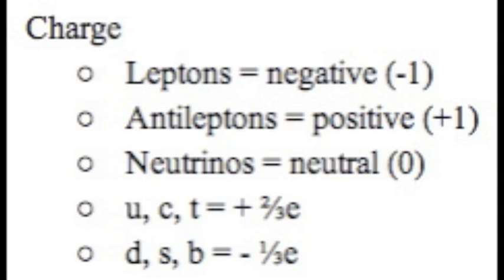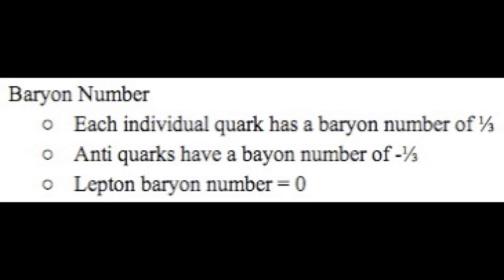Antileptons are positive, usually +1. Neutrinos are neutral. And then the U, C, T quarks have a charge of +2/3 e, and the D, S, B quarks have a charge of -1/3 e. For baryon number, each individual quark has a baryon number of 1/3, and leptons have baryon numbers of 0.